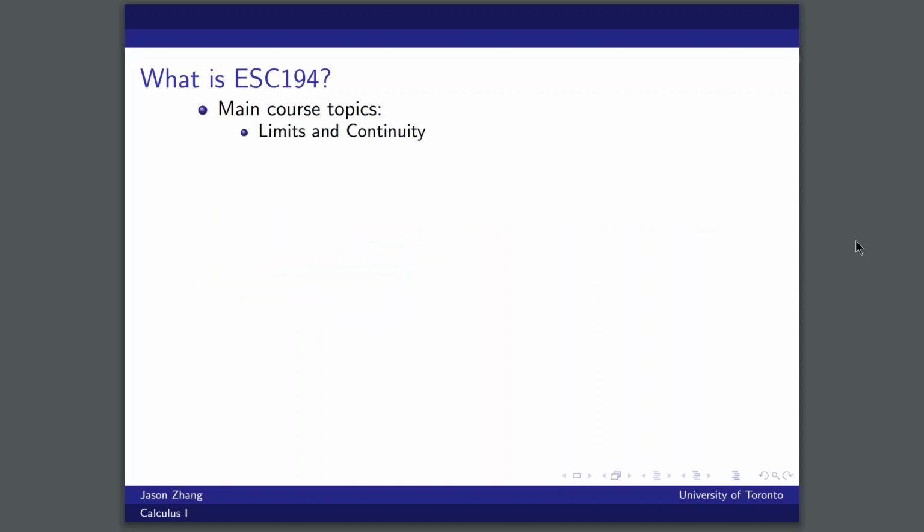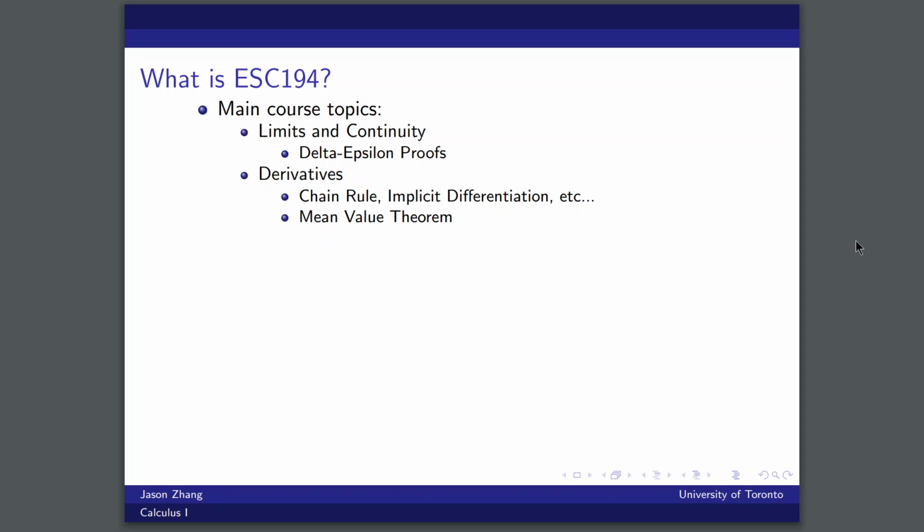Throughout the course, we begin by talking about limits and continuity, specifically delta-epsilon proofs. We talk about derivatives, and important calculus 1 concepts like chain rule, implicit differentiation, other rules for differentiation, etc. Mean value theorem is also pretty important, and we also talk about optimization problems with derivatives. There's also curve sketching. A lot of this course revolves around curves.